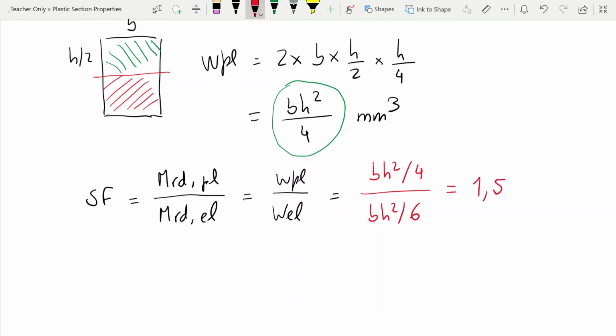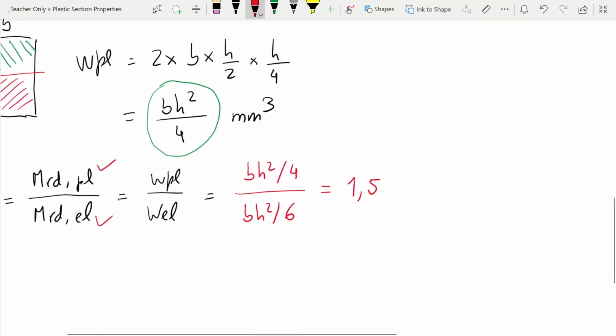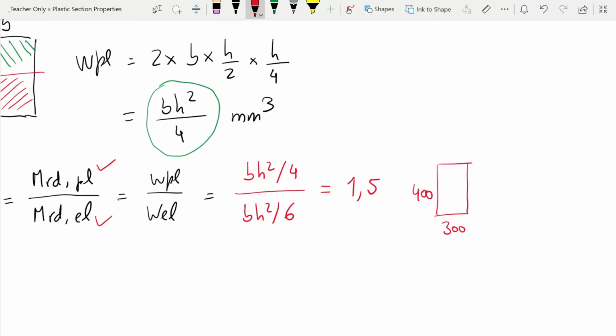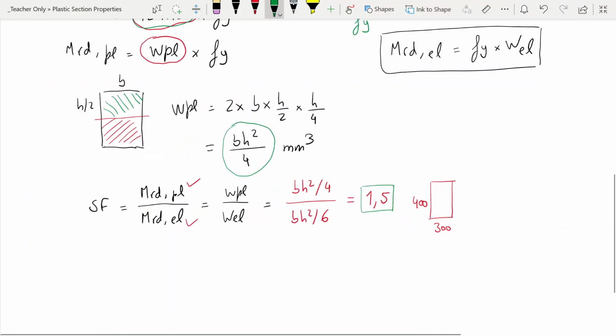What this basically means is that plastic resistance of a section is 50% larger than the elastic section for every single rectangle. So if you do this in the y direction, the same problem now, if you solve it in the y direction, your shape factor needs to be 1.5 because 1.5 is valid for every single rectangle, okay? No matter the dimensions. I think that's all.